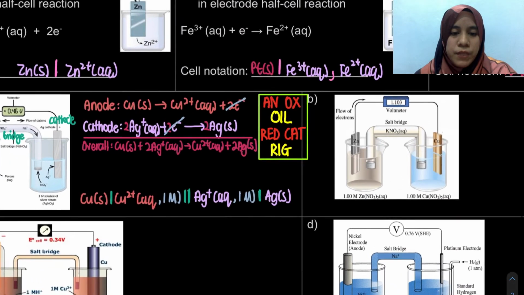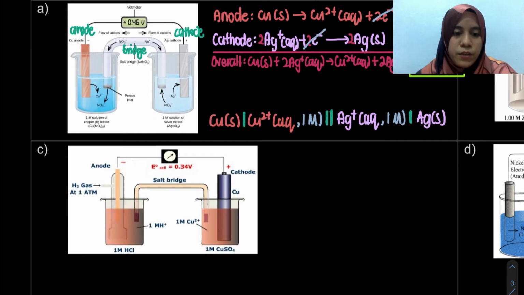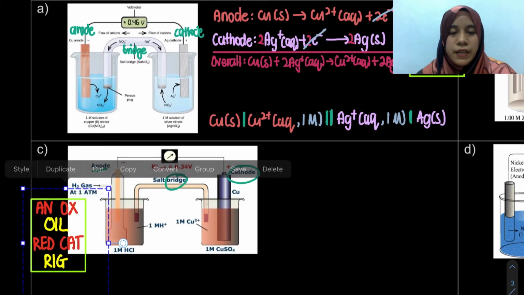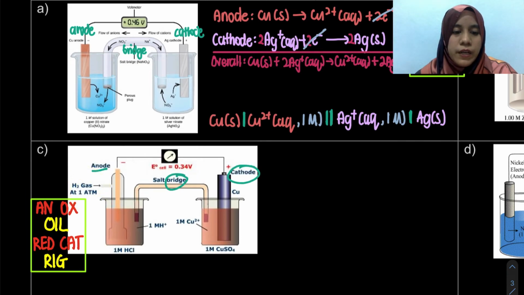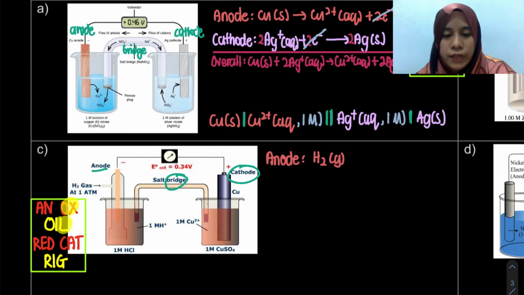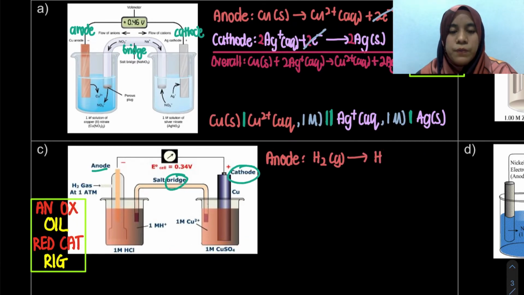Next for example C. So for example C, here we have anode, bridge, and cathode. Okay, again, I'm just going to copy paste at the side here. Okay, so at anode, we have our hydrogen gas. Hydrogen gas, but then it will lose the electron. So we draw the arrow here, plus electron. But how do I get the product H plus? Okay, because HCl is H plus Cl minus, so H plus.